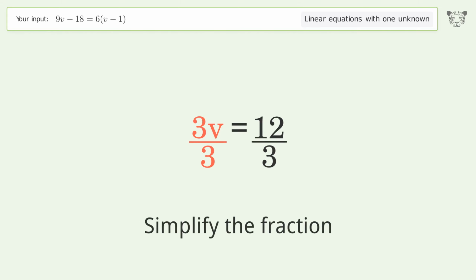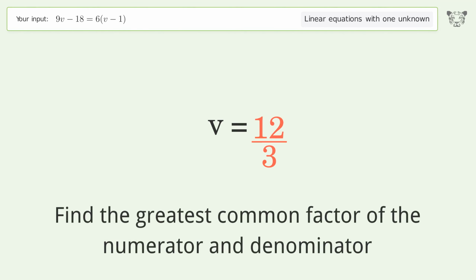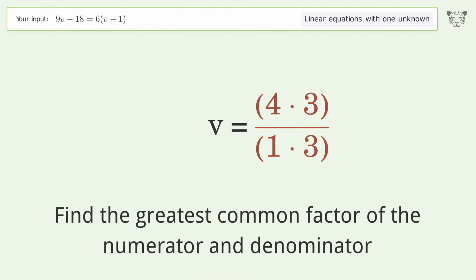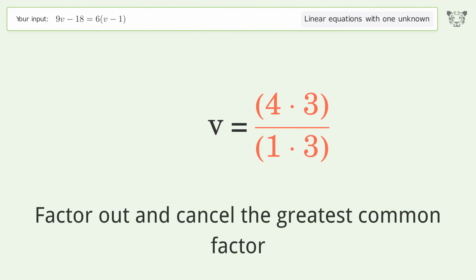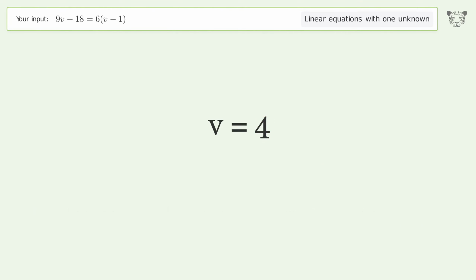Simplify the fraction. Find the greatest common factor of the numerator and denominator. Factor out and cancel the greatest common factor. And so the final result is v equals 4.